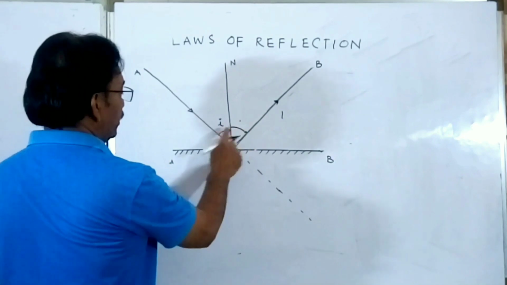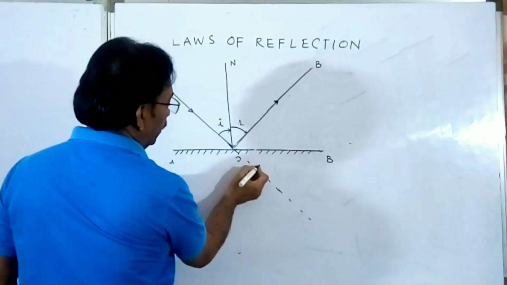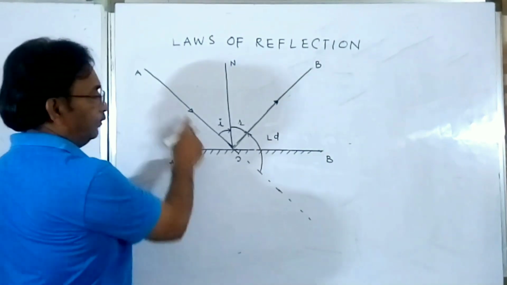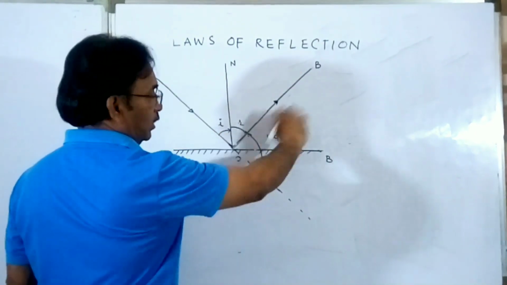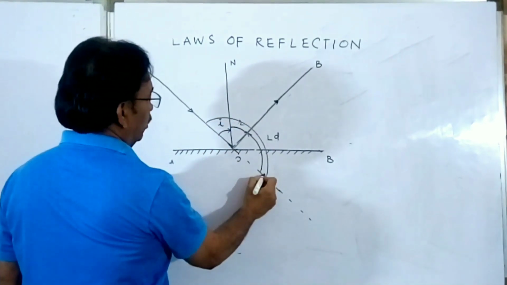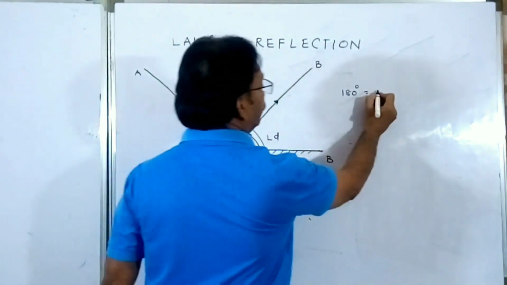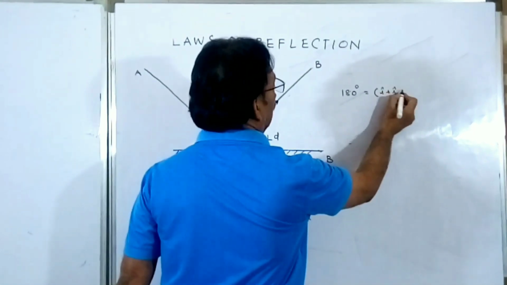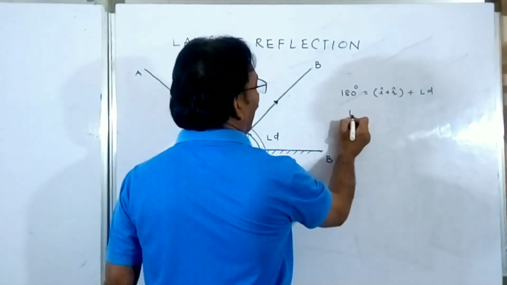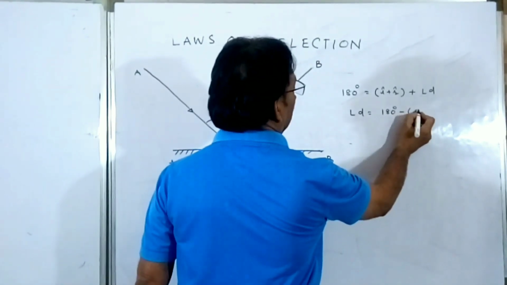Okay, I said this is the angle of incidence and this is the angle of reflection. Actually, what happens? When the ray falls on the mirror, it changes its path. The angle in between, this one, is known as the angle of deviation. That means it suffered a change. Here you know that the total angle is 180 degrees. 180 degrees is equal to I plus R plus the angle of deviation. And the angle of deviation is equal to 180 minus (I plus R).